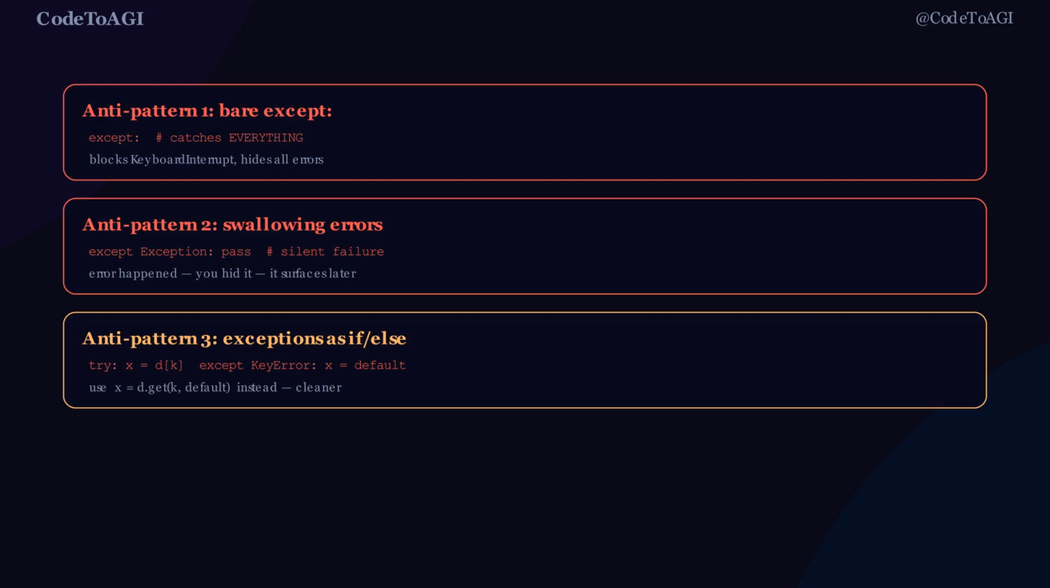Always log or re-raise. Third, using exceptions for normal control flow. Don't try something just to catch a predictable failure. Check first with if. Exceptions are for the unexpected, not the if-else.